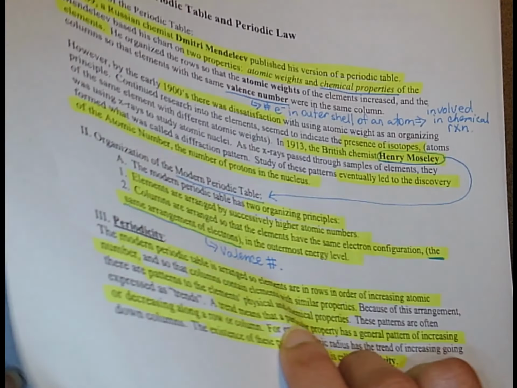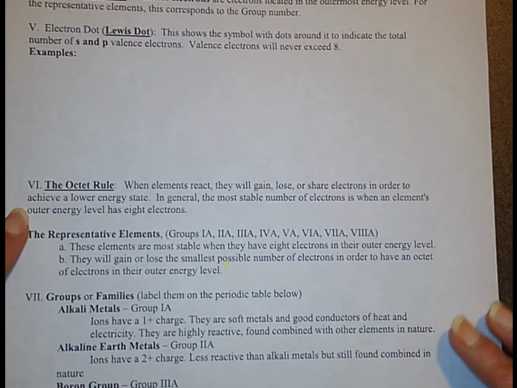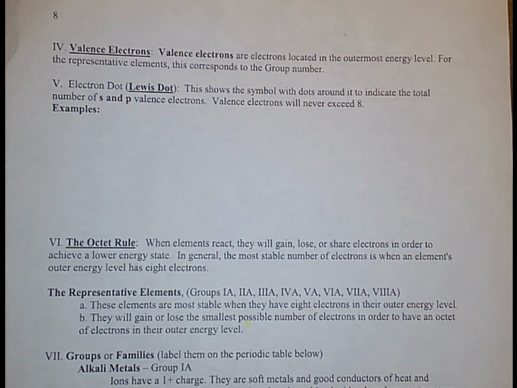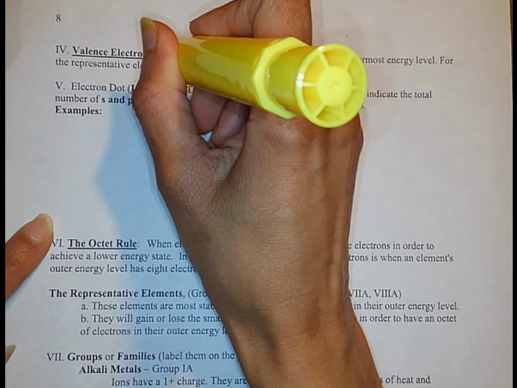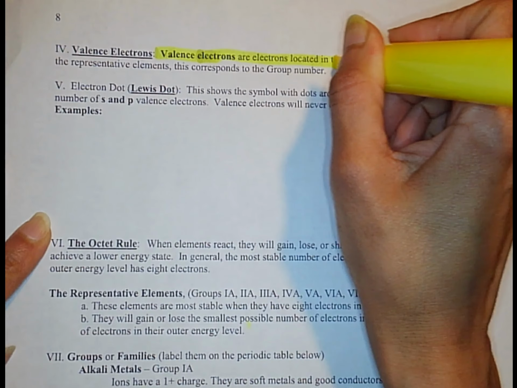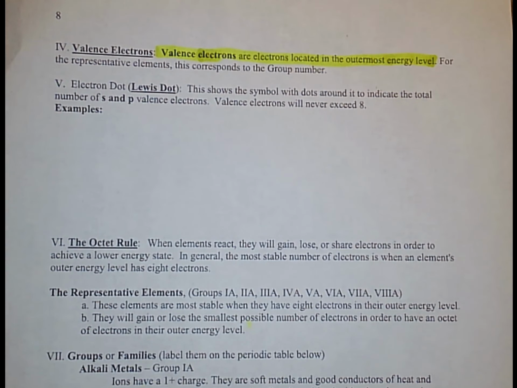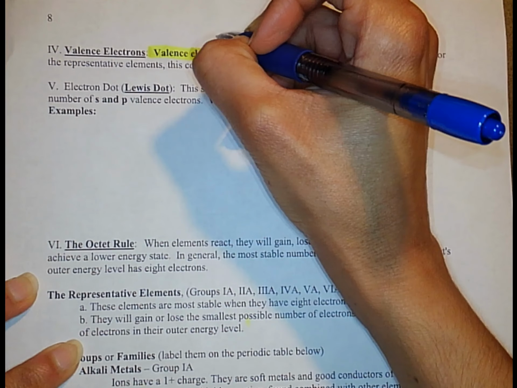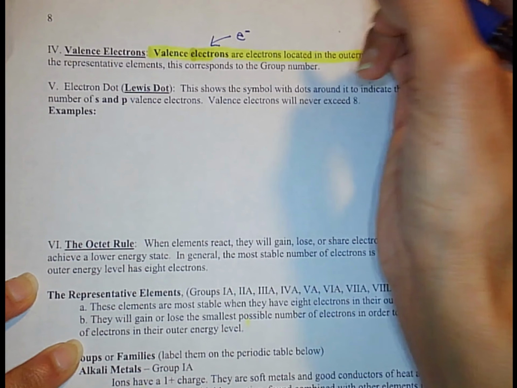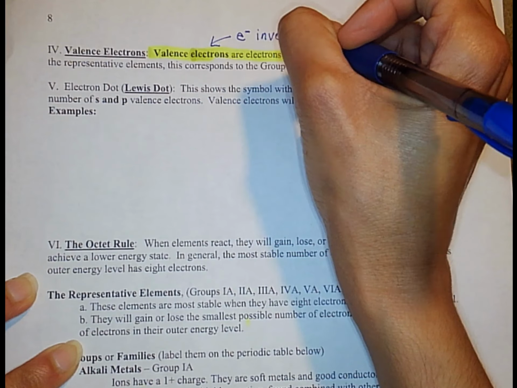So if we move on to the next page, we have valence electrons. Move it down so that you can see it. Okay, valence electrons, and we've been talking a lot about valence electrons. Valence electrons are electrons that are located in the outermost energy level, and write this down, these electrons are very important because they are the ones that are involved in a chemical reaction.